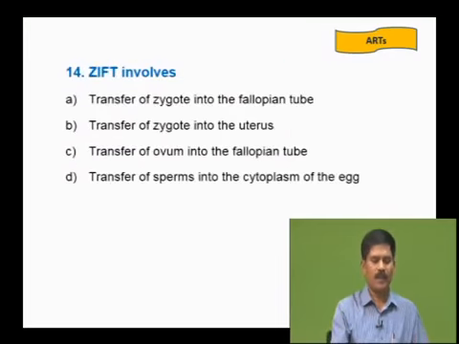ZIFT, that is zygote intrafallopian transfer, is what we call it. So it involves transfer of zygote into the fallopian tube, transfer of zygote into the uterus, transfer of ovum into the fallopian tube, transfer of sperms into the cytoplasm of the egg. Look at the options here. Try to eliminate the options. Transfer of sperms into the cytoplasm of the egg is nothing but ICSI, intracytoplasmic sperm injection.